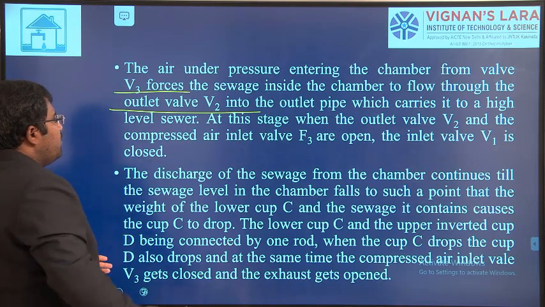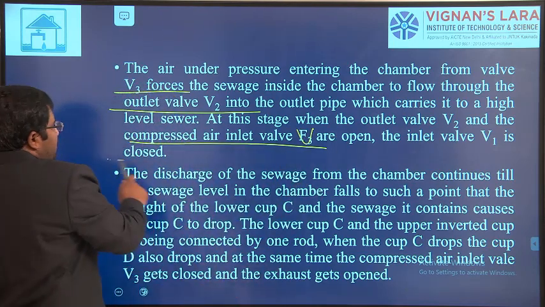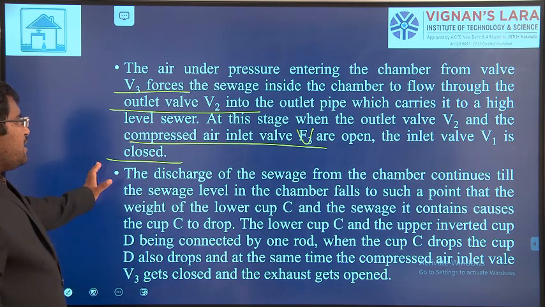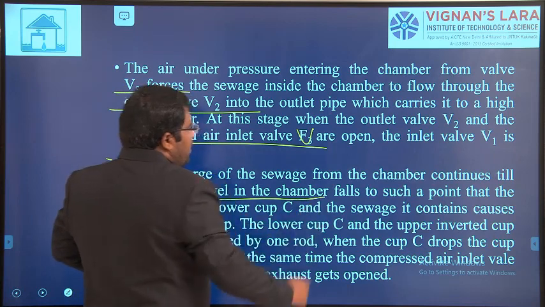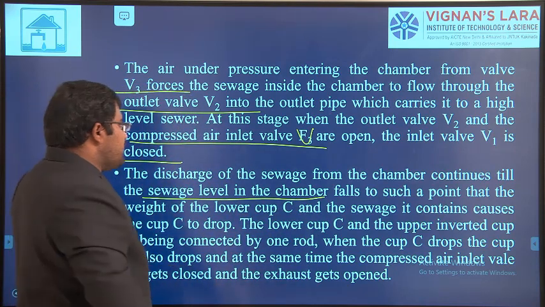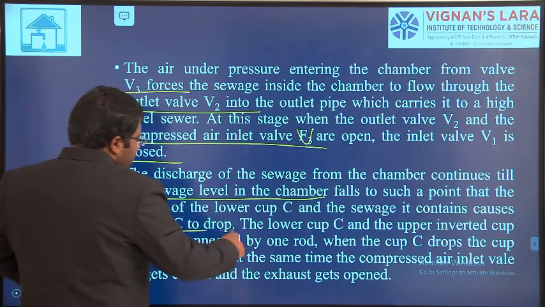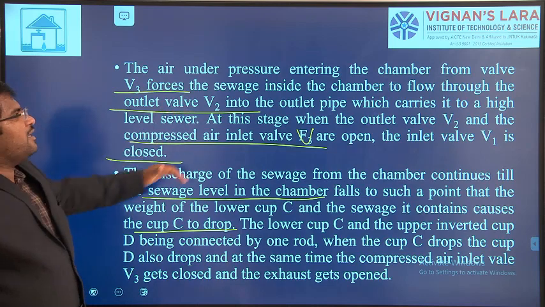So valve V2 and the compressed air inlet V3 are open, and the inlet valve is closed. The discharge of the sewage from the chamber continues. The sewage level in the chamber falls to such a point that the weight of the lower cup C and the sewage causes the cup C to drop. Once all the liquid is out, cup C will come down.